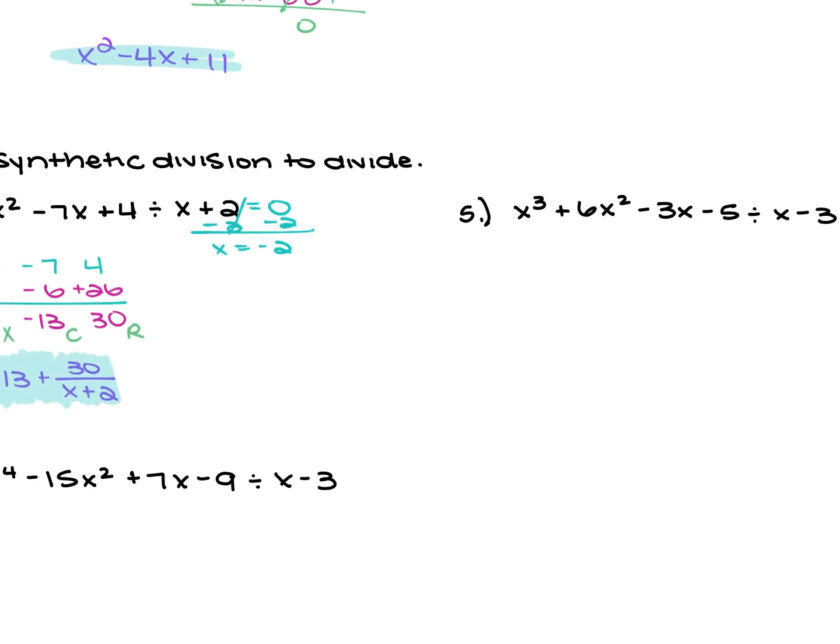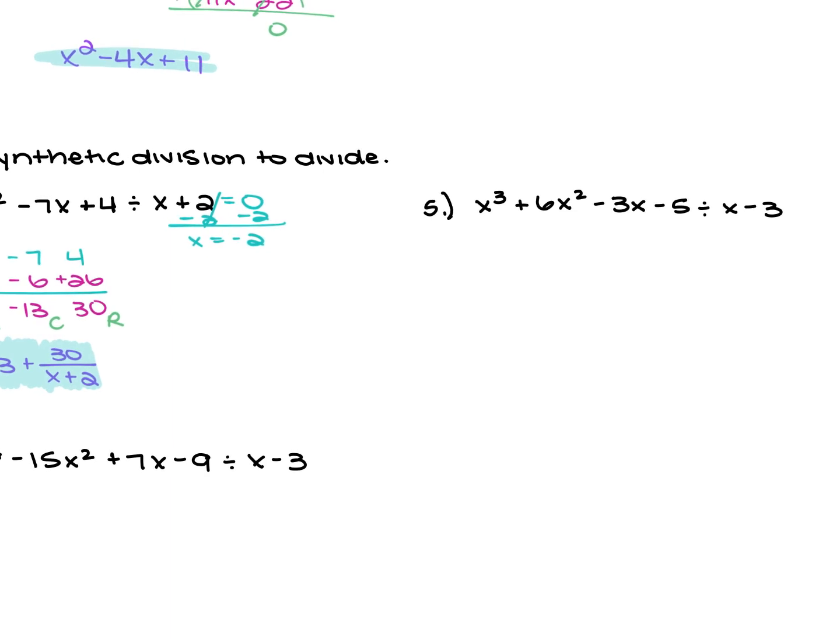For number 5, you have x cubed plus 6x squared minus 3x minus 5 divided by x minus 3. If we take that x minus 3, set it equal to 0, and solve for x, we add the 3 over. That gives us that x is equal to 3. So the 3 is the number that's going to go on the outside. For our powers on our polynomial, we have 3, 2, 1, and our constant, so we're good. Our coefficients that are going to go to the right of that 3 are 1, 6, negative 3, and negative 5.